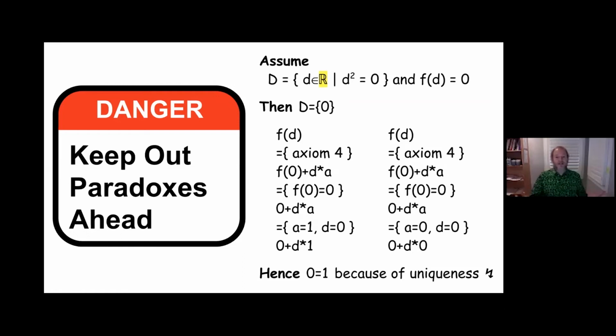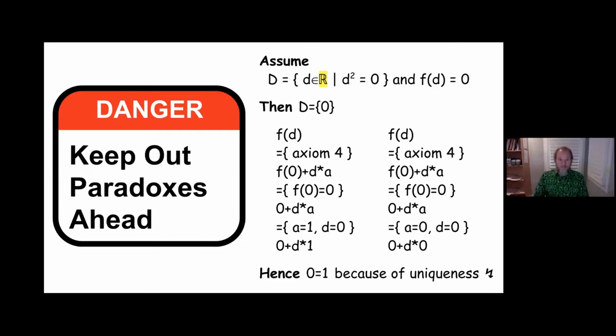All right, so that's kind of like if we take the regular real numbers. Now, if we look at these two calculations, we now have two ways to write f of D. Because if D is 0, we can write it as 0 plus D times 1, or we can write it as 0 plus D times 0.